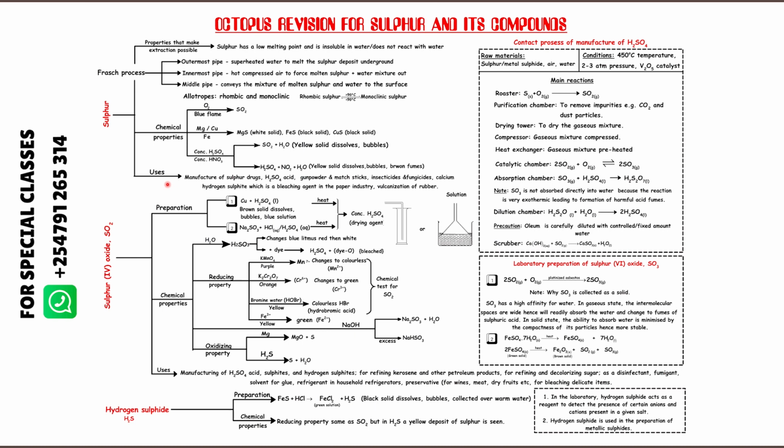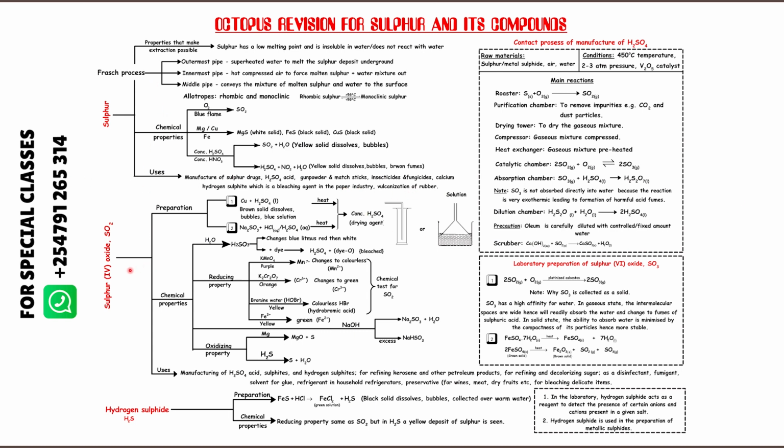Then we also need to look at what are the uses of sulfur. Sulfur is used in manufacture of sulfur drugs. Sulfur is used in manufacture of sulfuric acid, manufacture of gunpowder, matchsticks, insecticides, and fungicides. Calcium hydrogen sulfide is also made from sulfur, which is a bleaching agent in the paper industry, and sulfur is also used in vulcanization of rubber.